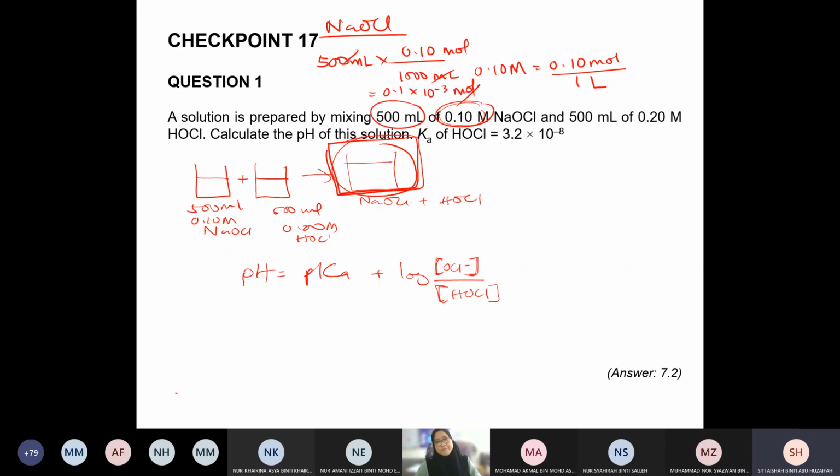Dah ada. Dah halang-halang kena cari mol kan? Why not kita just pakai mol je dekat atas ni? Okay, sebab alternatively you can also use pKa plus log mole of OCl minus over mole of HOCl. Okay, alright. So same goes for this one.